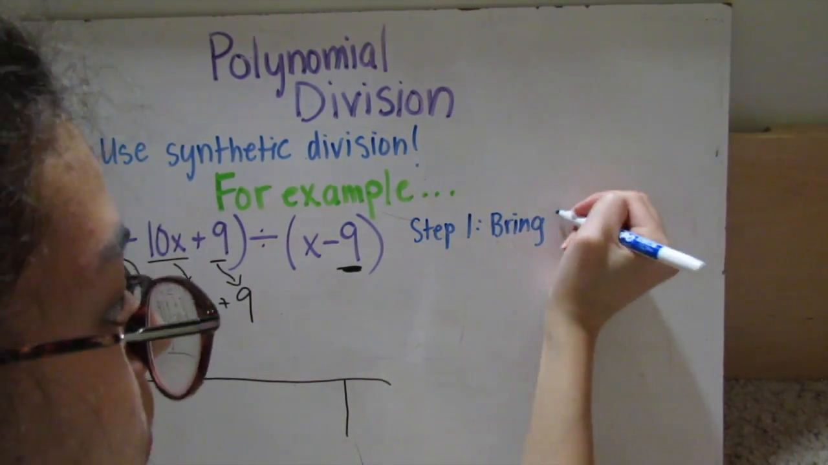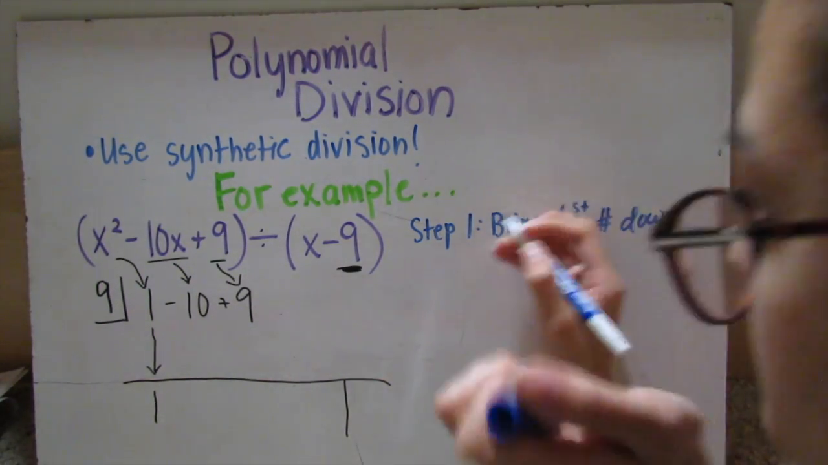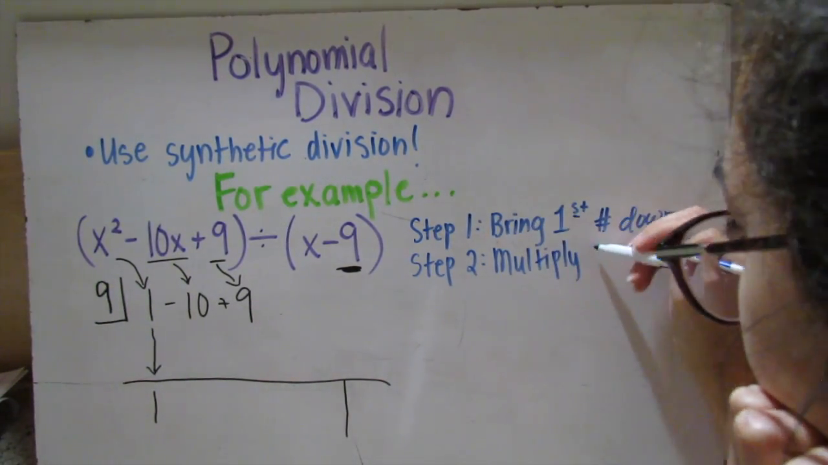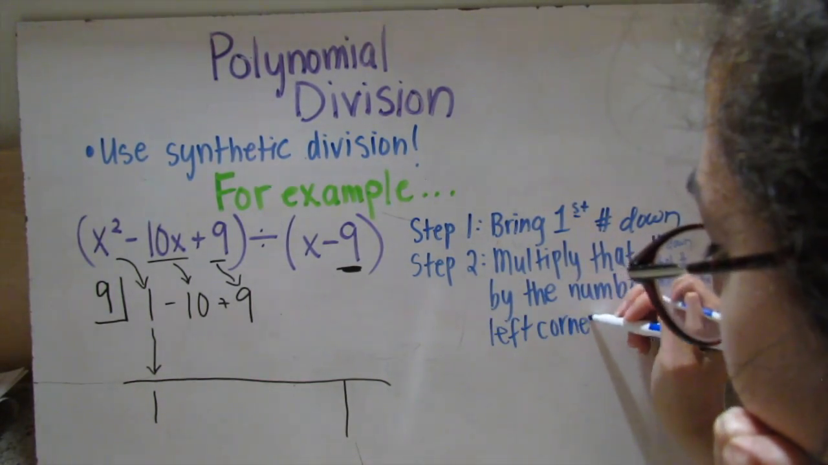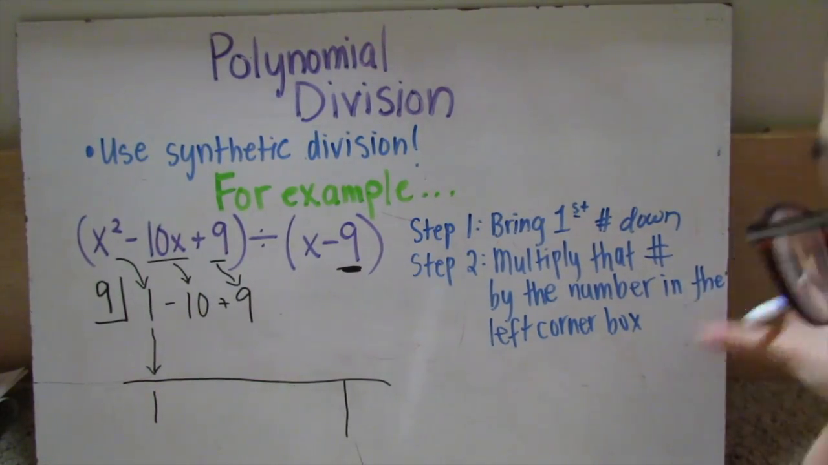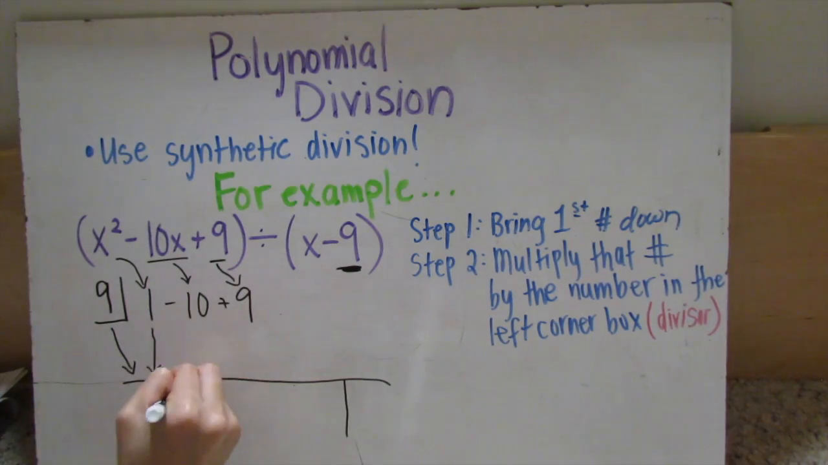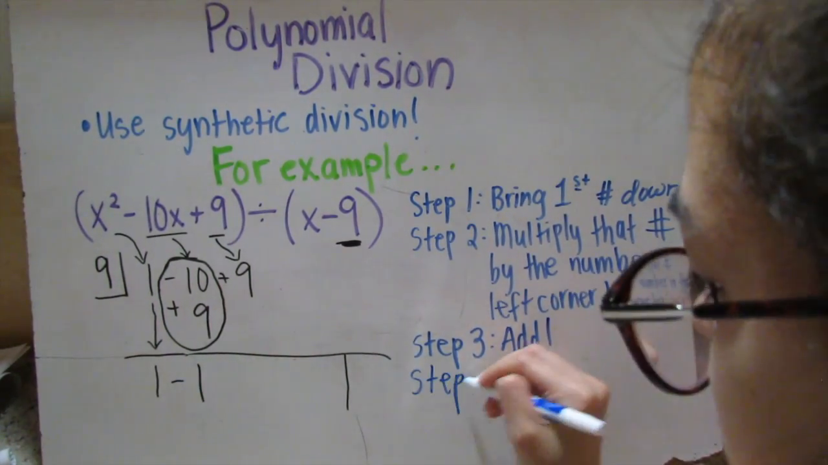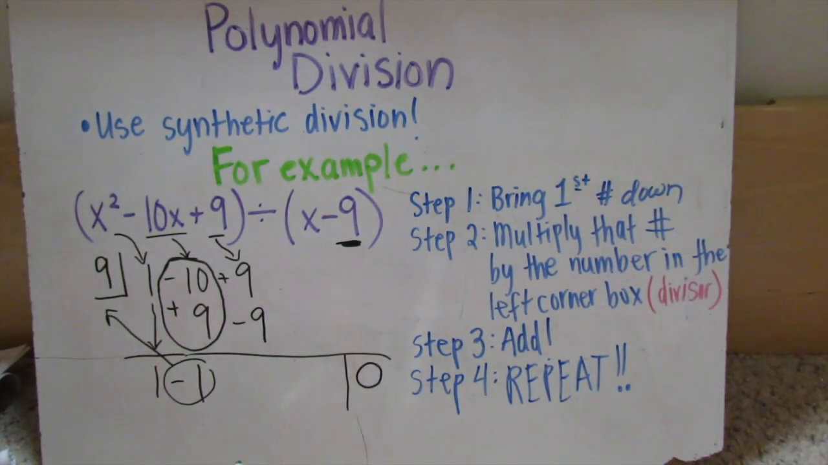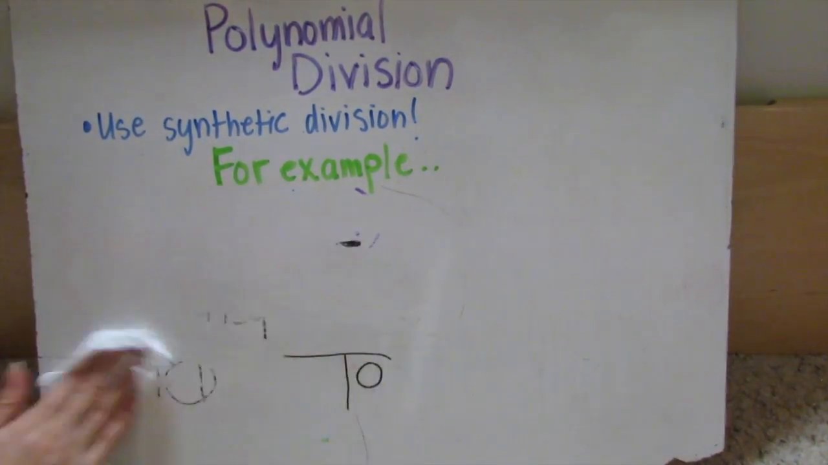Then you're going to bring down the coefficients from the first equation, the x squared minus 10x plus 9. You're then going to bring down the first coefficient, which happens to be 1, and place it underneath the line. Then you're going to multiply the 1 times whatever is in the left corner box, in this case, positive 9. 1 times positive 9 is positive 9. You'll put the resulting answer underneath the negative 10. Then add those two together and continue this entire process until you run out of numbers. So your answer is x minus 1 with no remainders.